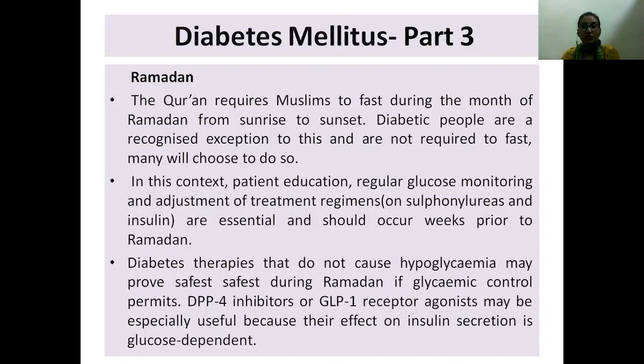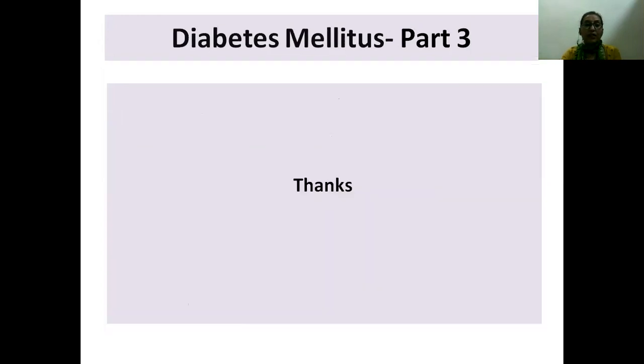Adjustment of the treatment regimen is essential and should occur weeks prior to Ramadan. Prior to Ramadan, dose adjustment and substitution of hypoglycemia-causing medicines should be done. Diabetic therapies that do not cause hypoglycemia may prove safest during Ramadan if glycemic control permits. DPP-4 inhibitors or GLP-1 receptor agonists may be especially useful because their effect on insulin secretion is glucose dependent. So these medications can be helpful at the time of Ramadan.